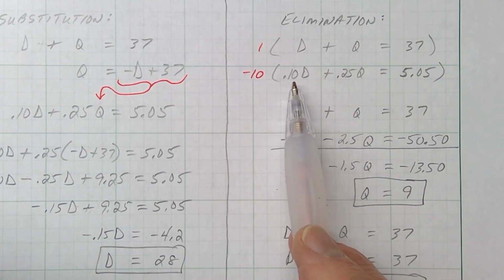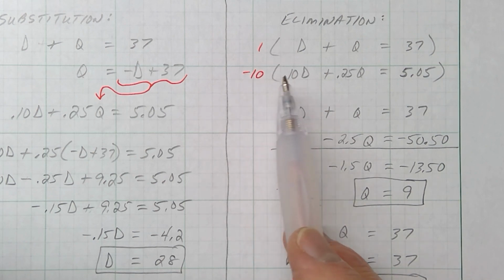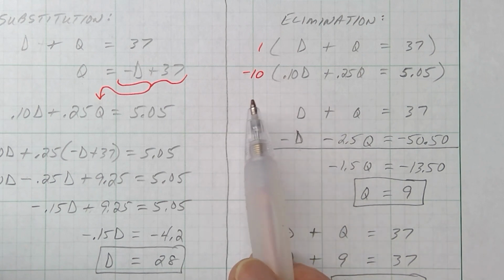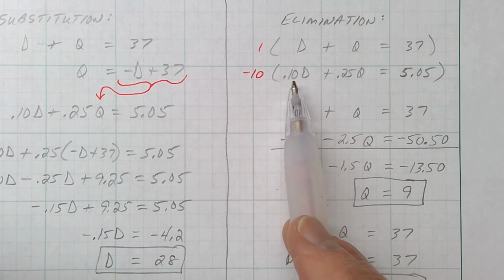To change this to 1, I have to make it 10 times bigger. And not only that, I want it to be negative as well because I want them to be opposites. I want them to match and I want them to be opposites. So it's kind of tough. This is a 1. This is smaller than 1. To make it a 1, I need to make it 10 times bigger.